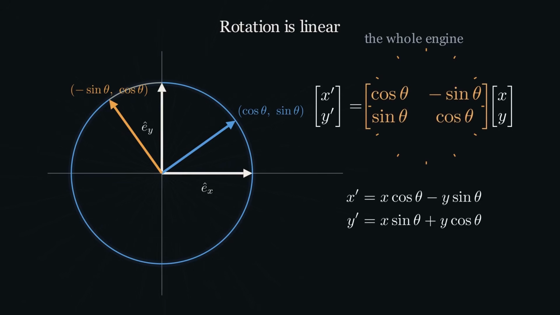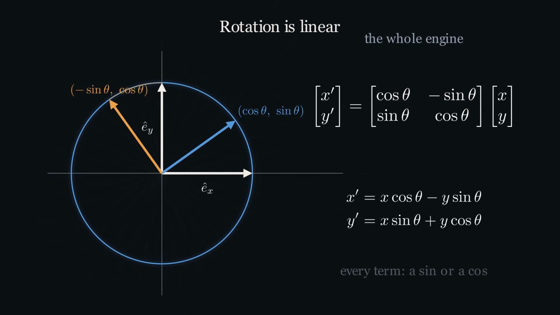That's the thing humming inside every graphics engine, every game, every spinning object on your screen. And every single term in it is a sine or a cosine, because each one came straight from where a unit vector landed on the circle.